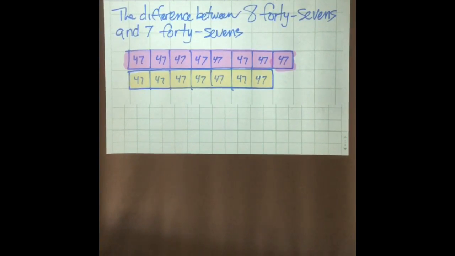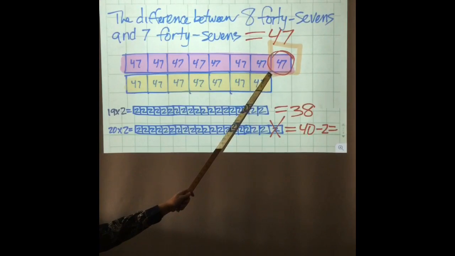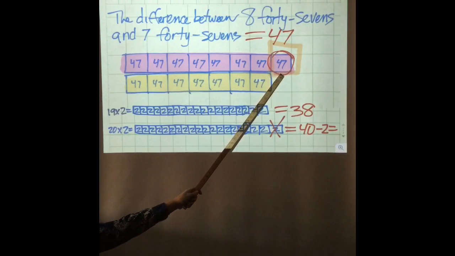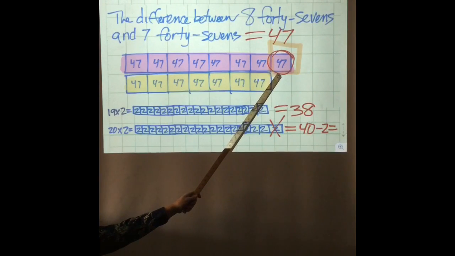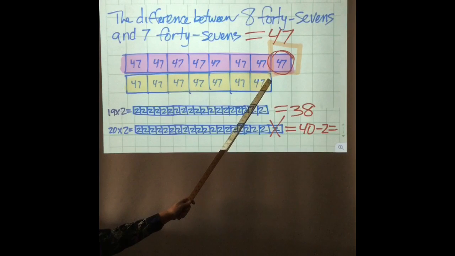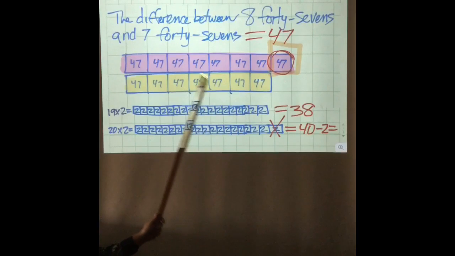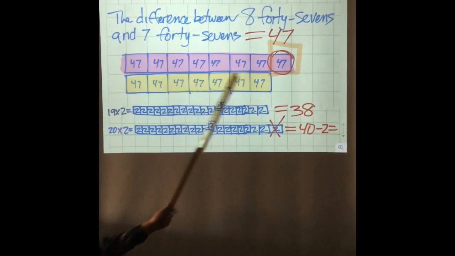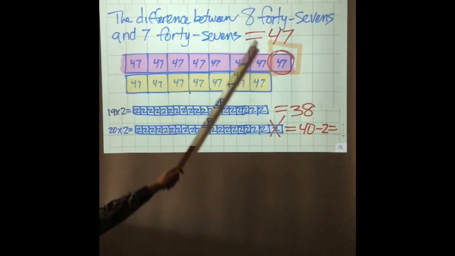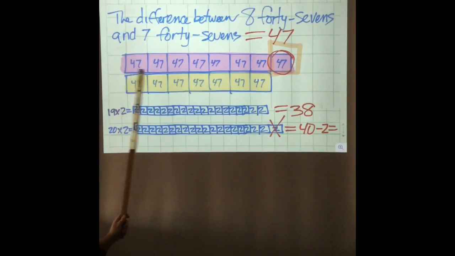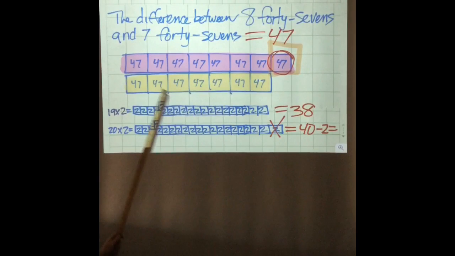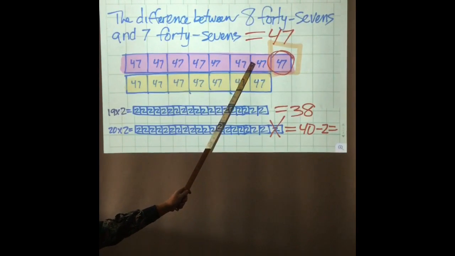So what do you think our difference is? It's this one right here, isn't it? That's the one sticking out. The difference here is this. But when we talk about difference, we're talking about subtraction. When we are talking about difference, we're talking about what is different. What's different about this line than this line? Now that's eight boxes of 47s, and we have 7 boxes of 47s.